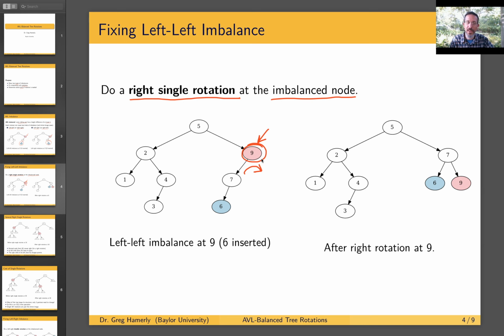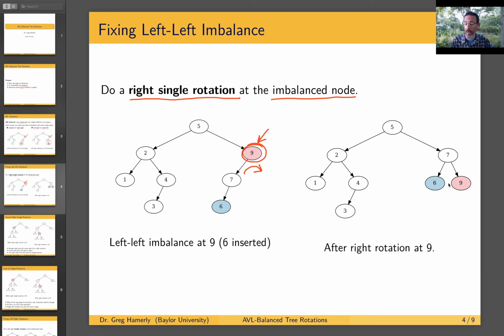So what does that mean? That means that 9 is going to come down, 7 is going to come up and take its place. Okay, and that's what we see over here. Notice 9 has come down, 7 has taken its place, and 6 retains the same relationship with 7 that it had before. So nothing has changed here. This link hasn't changed. Okay. This is a single right rotation at 9. That's what this would look like. A single right rotation at 9 gives us this.